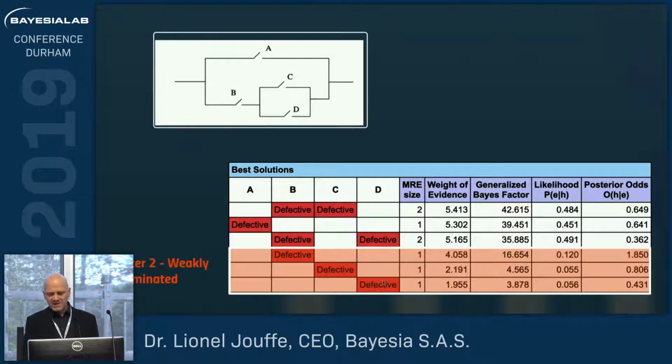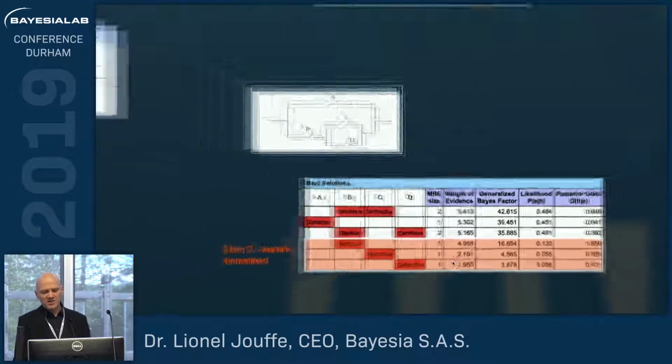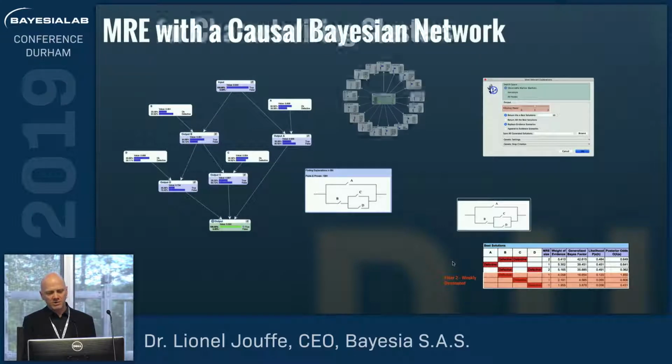And these last three scenarios will indeed be deleted if you use a filter equal to 2, because they are weakly dominated. You can see that the set of evidence is smaller than the best solution, and the score is slightly lower. But if you are really interested in something more concise, you can also consider these three solutions. Okay. So this is an example with a causal Bayesian network.